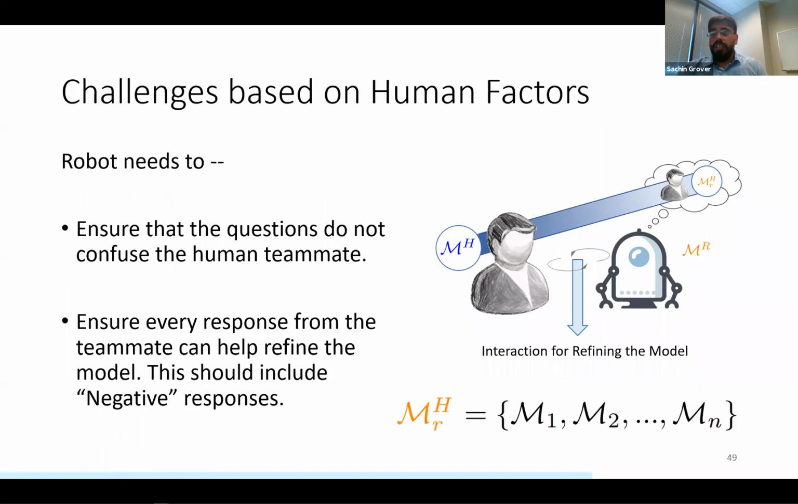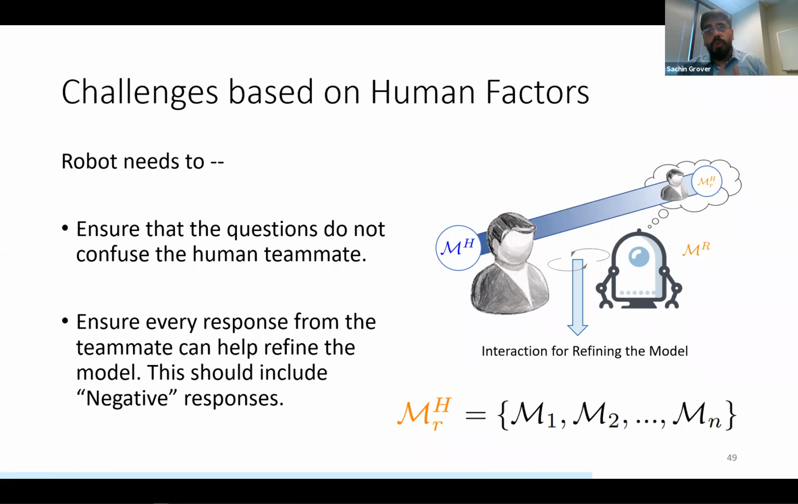But there is one thing that we need to be careful about. Since we are planning to use this in a real-world scenario, the robot shouldn't overwhelm the user at all. There are some human factors effects that the robot needs to take care of. The question shouldn't confuse or overburden the user, and whatever response a human gives, the robot should be smart enough to understand which subset of models the human is pointing to.